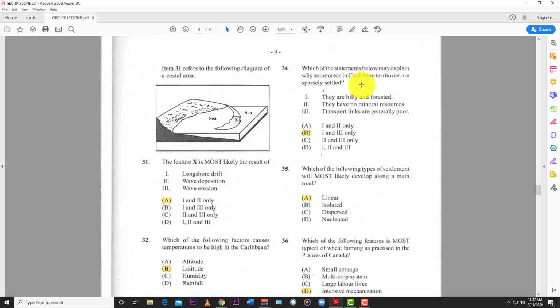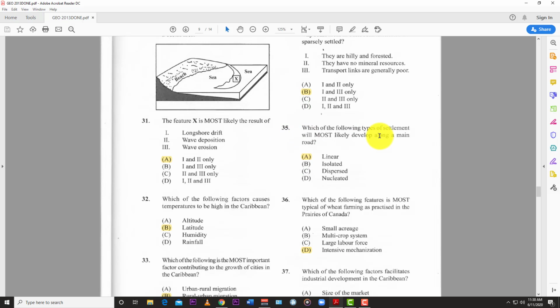34, which of the following statements below may explain why some areas in the Caribbean territories are sparsely settled? And they have some options. 1, they are hilly and forested. 2, they have no mineral resources. And 3, transport links are generally poor. And so the best answer here is B, which is 1 and 3, they are hilly and forested, and transport links are generally poor. And we all live in the Caribbean, so we know these things to be true.